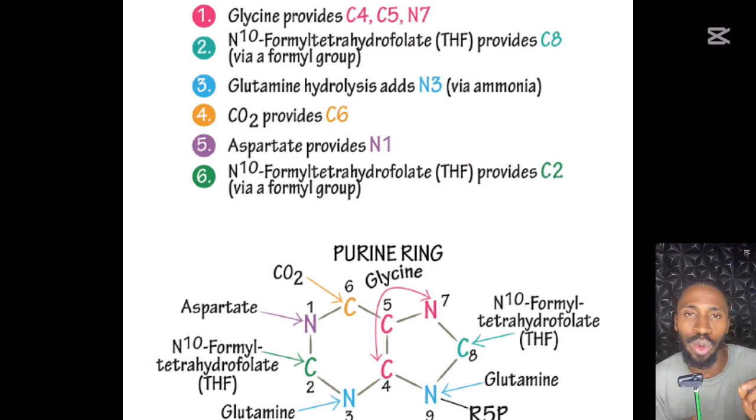So the first thing here, we are adding CO2. We add CO2 derived from carbon 6. The next one is the amine group. The amine group we're attaching here is aspartic acid, aspartate, to carbon 1. That is the nitrogen we are adding in carbon 1.